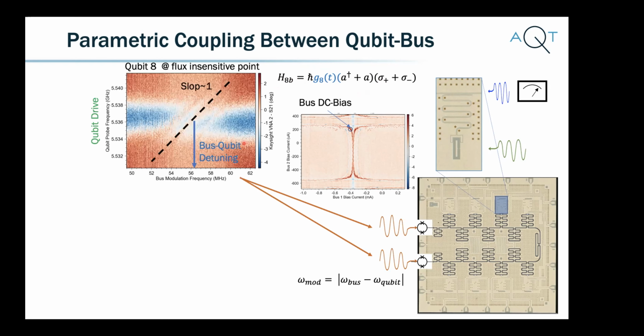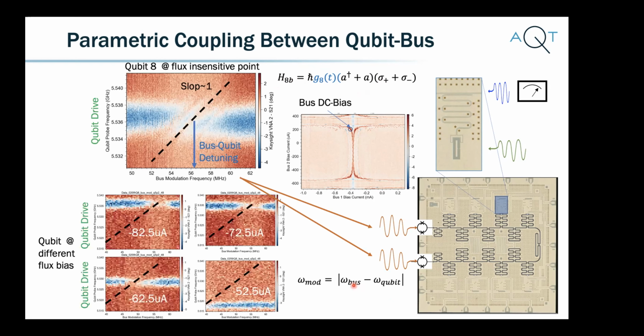Why the slope of one is important is because this is a linear type for parametric coupling. So the slope is one, but for the qubit, the slope should be two. And you can change the qubit frequency, and actually obtain this, move this avoided crossing linearly also.